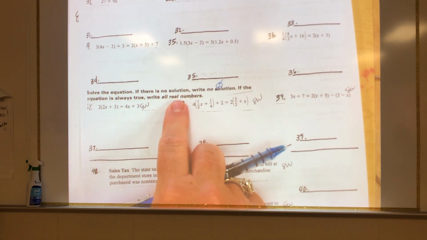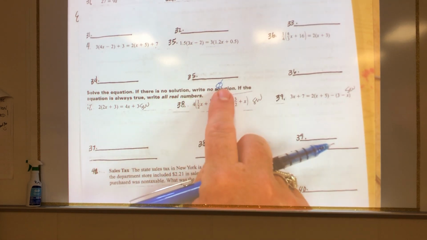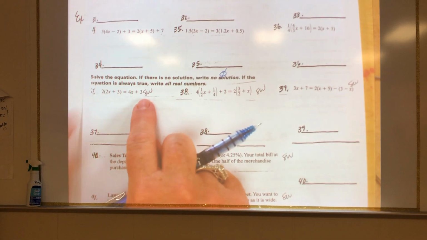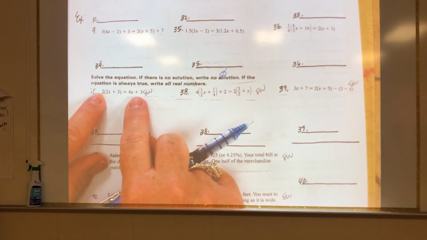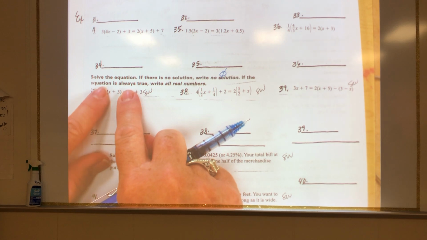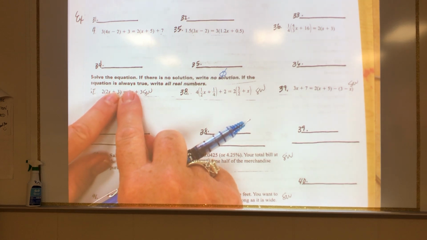What's it going to look like if it's always true or if there's no solution? Does anybody know? I forgot. Okay, look at this first problem right here. What is 2 times 2x? 4x. What's going to happen to these 4x's? Yeah, they're going to cancel each other out. And what's 2 times 3?